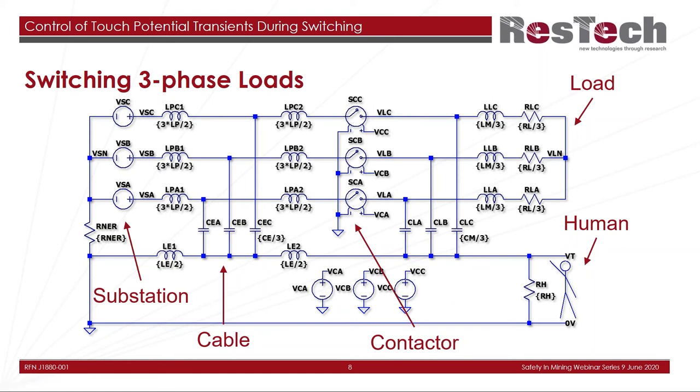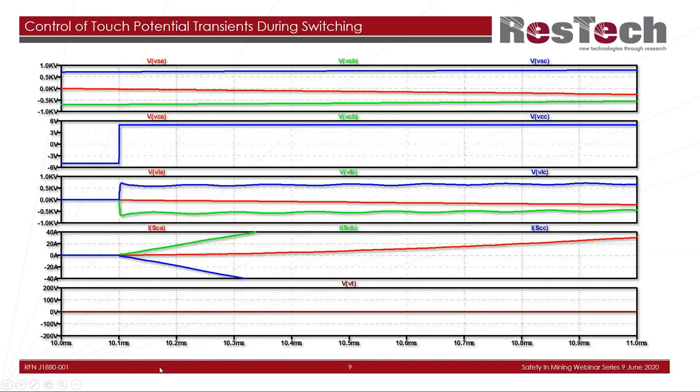Okay, so now let's try simulating this particular system. In this case, this is a 50 hertz, 1000 volt supply, and we'll be switching the contactors at some point and looking to see what the various voltages and currents are in this particular circuit. So here's the simulation showing the switching happening at T equals 10.1 milliseconds. Basically all three of those contacts switch at the same time.